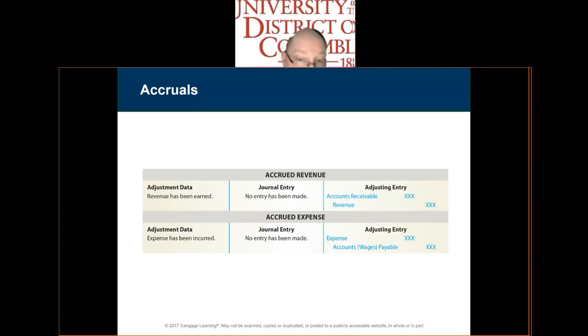Okay, so let's take a look here. Accrued revenue. The adjustment data, we're now earning the revenue. When we earn revenue, we recognize it at the time it's earned.